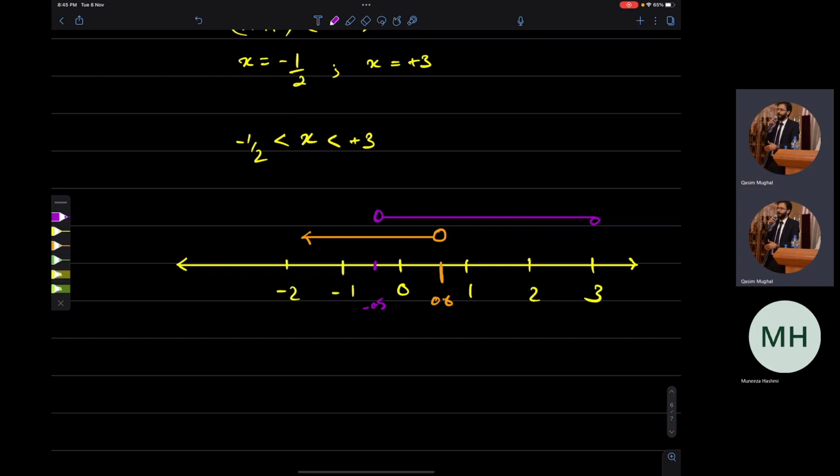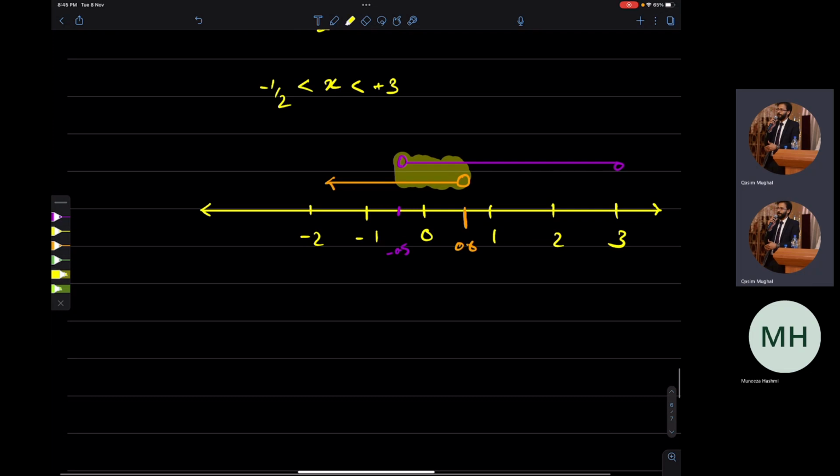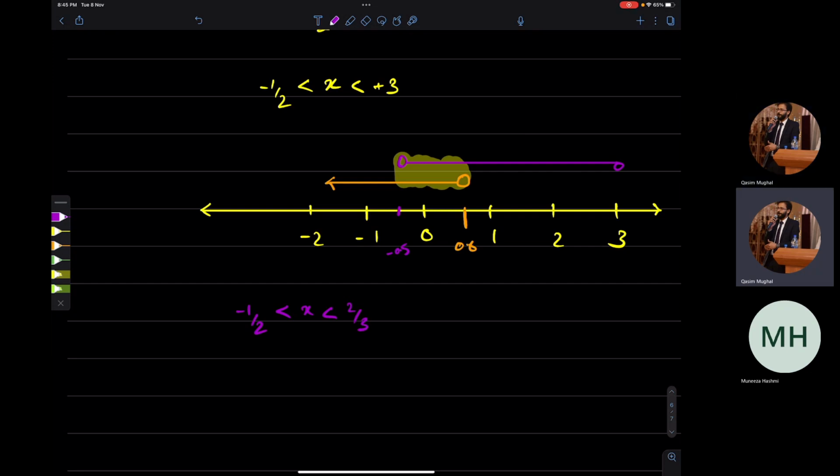So that's the solution. Now, the common region of both of them is this one. So the combined solution for both of them is going to be that x is greater than negative 1 by 2 and is less than 2 by 3. Got it, sir? Yes.